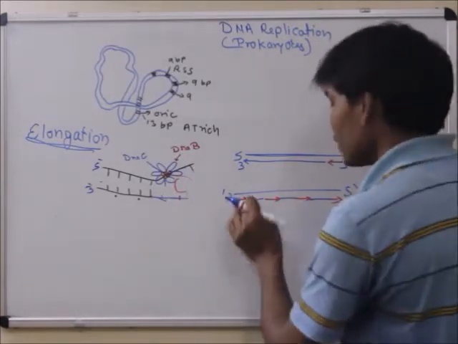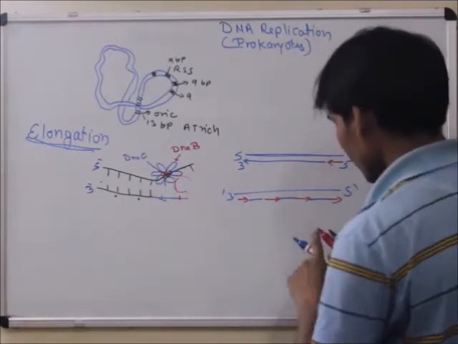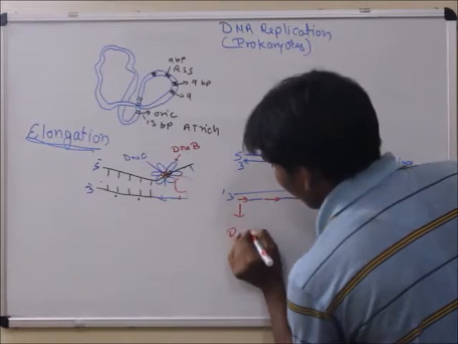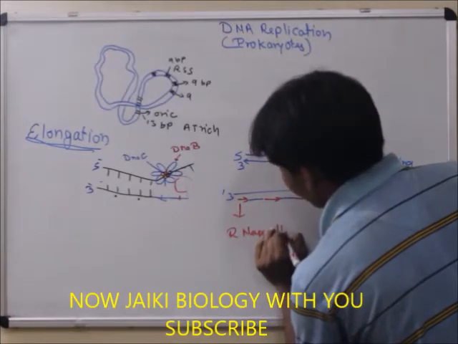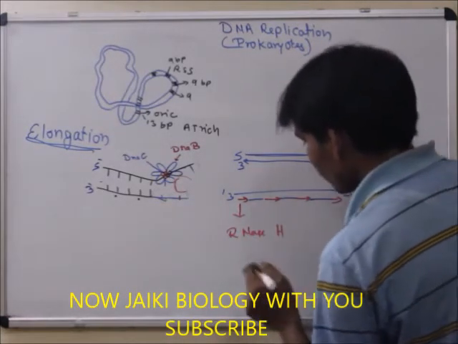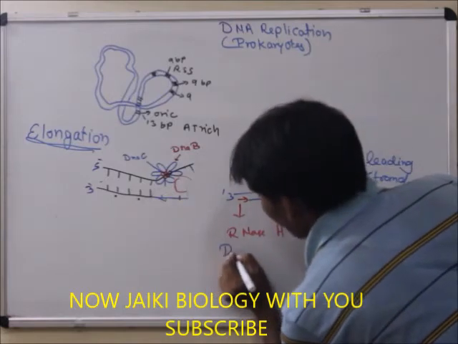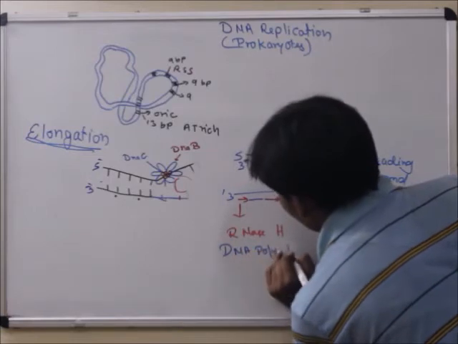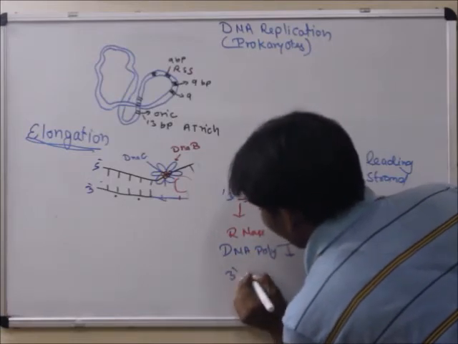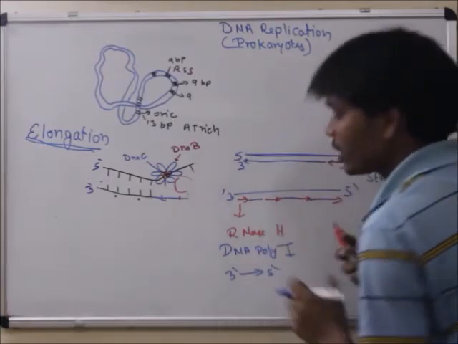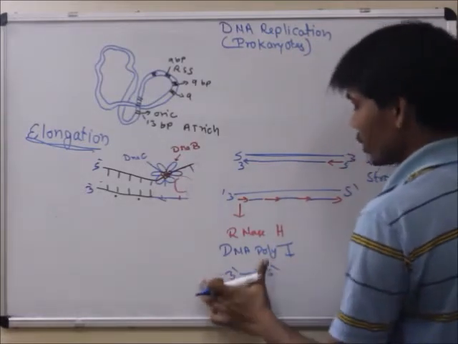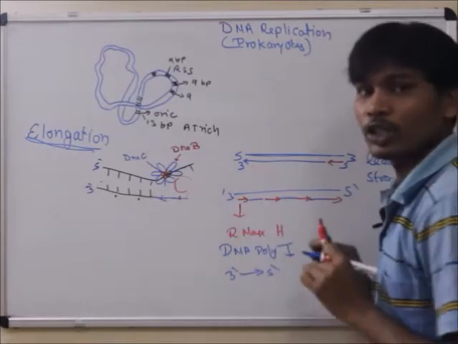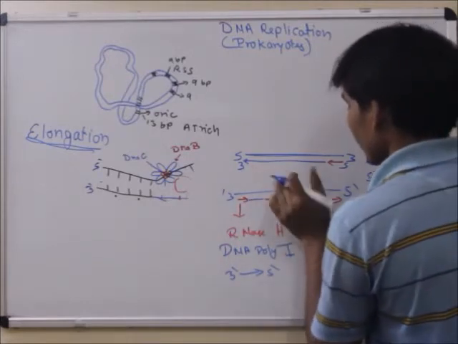There is no use for ribonucleotides. So these ribonucleotides are removed by RNase H, or DNA polymerase I, which has 3' to 5' exonuclease activity. What is 3' to 5' exonuclease activity? Exonuclease activity removes the terminal nucleotides, not between the nucleotides, not the middle portion.